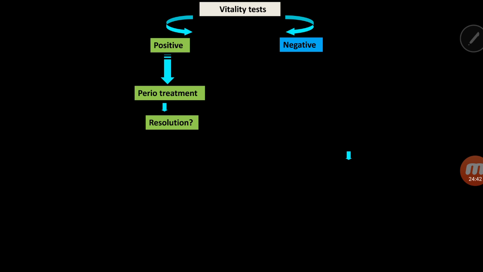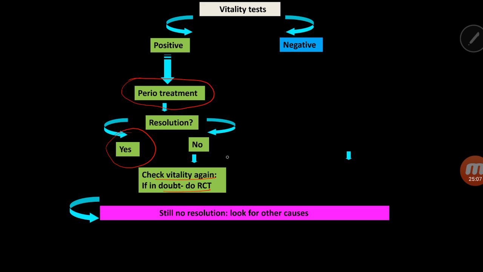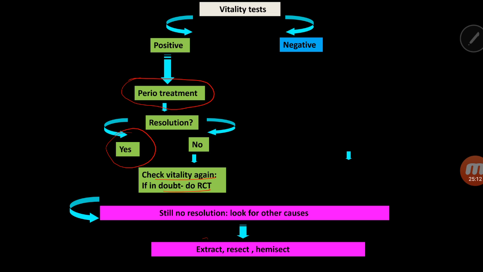So what you need to do? Basically you need to go for the vitality test to differentiate the endo-perio lesion, whether it is endodontal or periodontal. If the vitality is positive, then you need to go for periodontal therapy because it is a vital tooth, with no need for any endodontic treatment. If it is resolved, fine. If it is not resolved, I can check the vitality again and do a double vitality check. Even then, if it is not resolved, then you can go for either extraction, root resection, or hemisection.